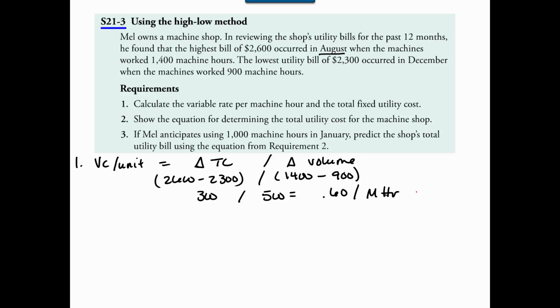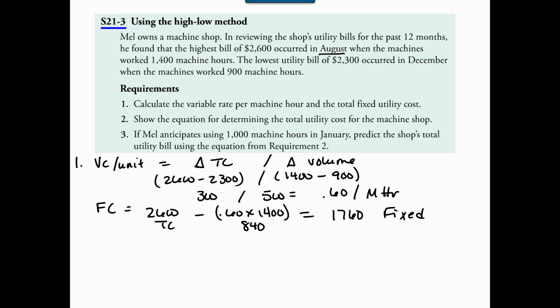Now I can plug that back into either one of these points to get the total cost. So the fixed cost will be the total cost, I'm going to use August, so 2,600, minus 60 cents per unit times, in August we had 1,400 machine hours. So that'll be my variable cost. That comes out to 840. So that means if the total cost was 2,600 and 840 of that was variable, the difference, or 1,760, must be my fixed cost.